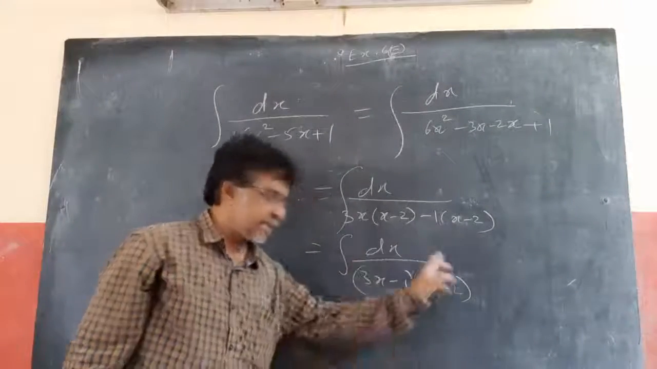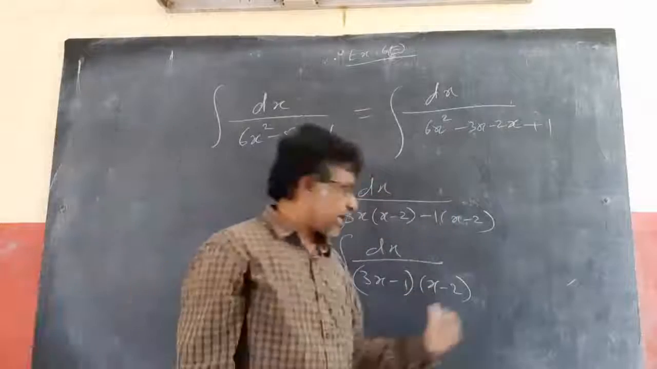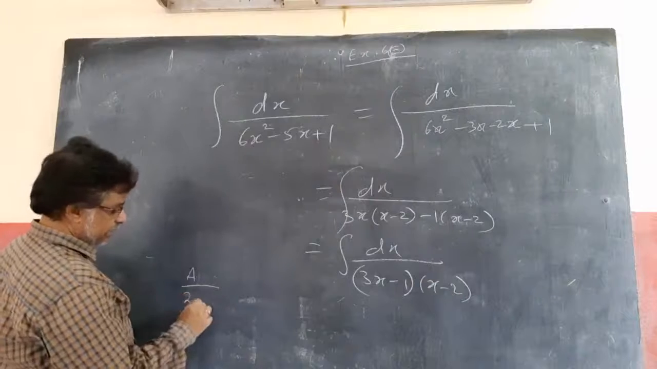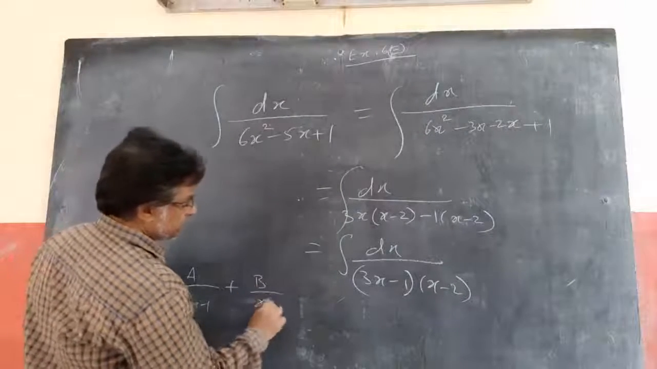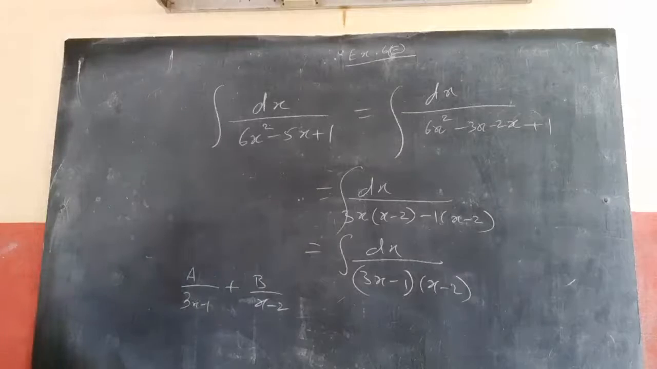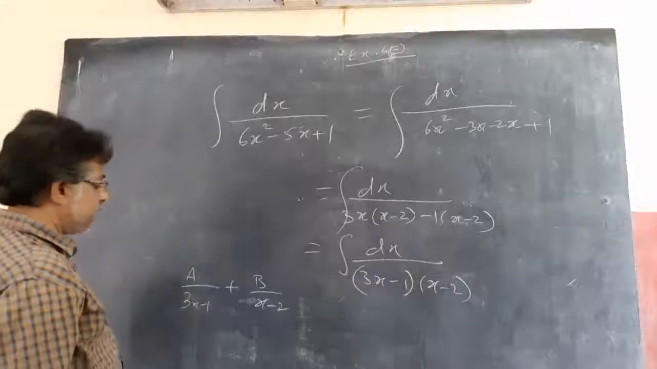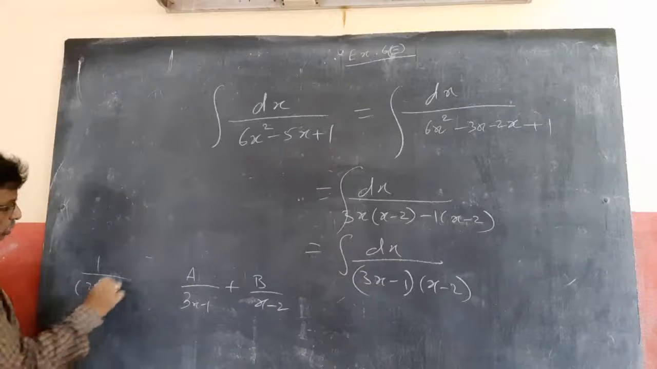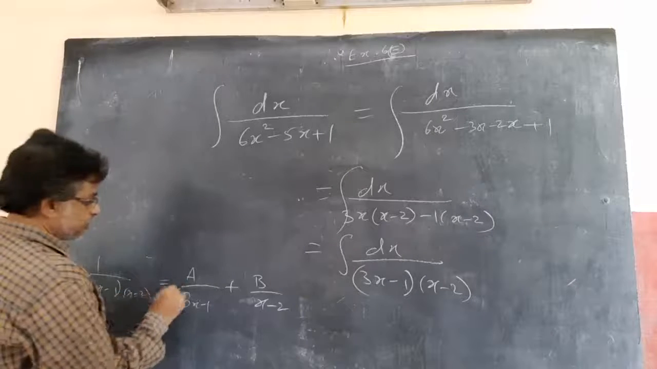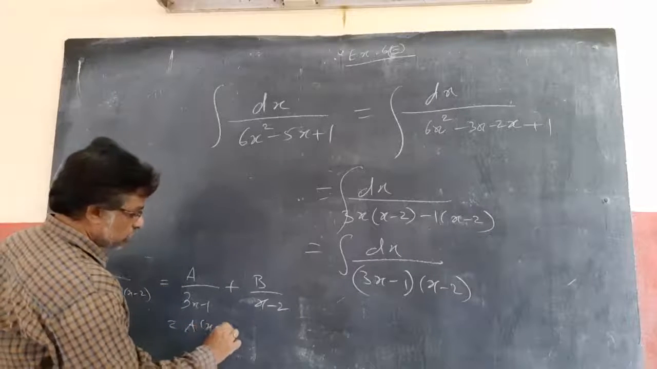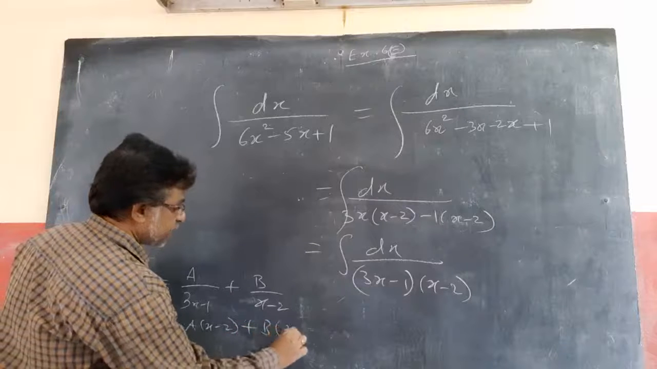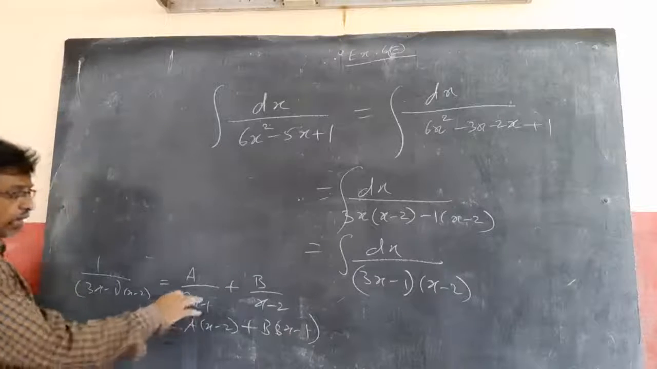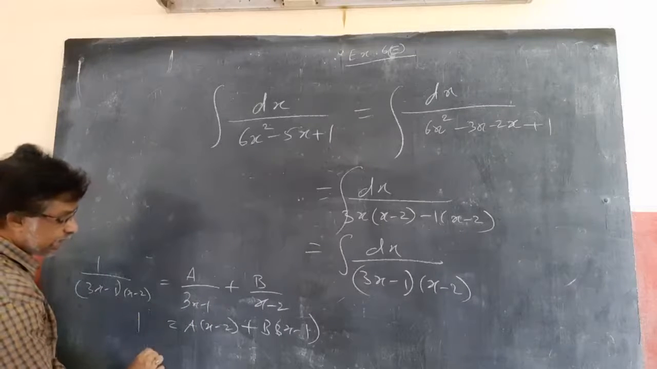Now we can go for partial fractions of this, since we can factorize. So this is A by 3x minus 1 plus B by x minus 2. This side, 1 by 3x minus 1 into x minus 2. If you take the LCM, this becomes A into x minus 2 plus B into 3x minus 1. Now 1 is equal to this. Let x equal to 1 by 3, and you will get the A value.